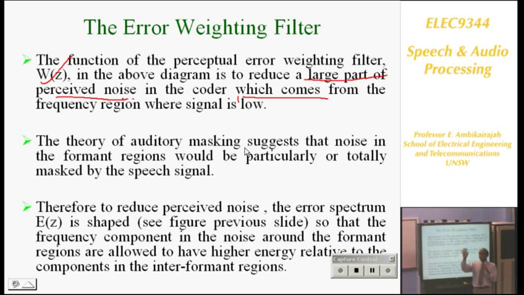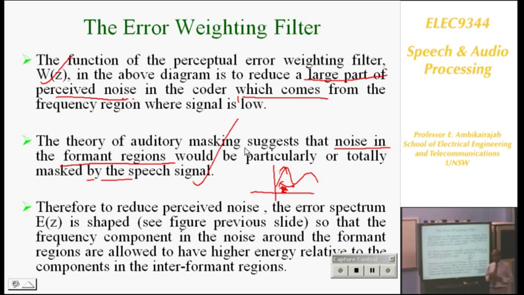So if you've got noise under a different band and this particular band has got a high signal strength, and if you somehow move that noise into this band using some technique, what will happen? The signal will mask the noise. And that's what the error weighting filter does in this particular case. So we are using the auditory masking property. What that says is the noise in the formant region, remember, the formant region is like this, would be partially or totally masked by the speech. So if you've got noise here, this part will mask it. But if you've got noise here, you will hear it. So anything in this part of the noise, if you can push it here somehow, then automatically you get masking. So what people have done is they've come up with a transfer function which does this job.